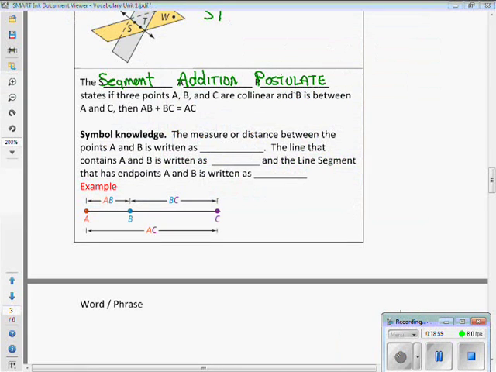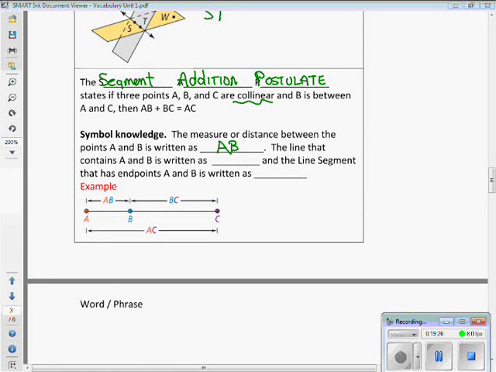All right, so on the last page here, we have the segment addition postulate. Basically, the segment addition postulate says that if I have 3 points, A, B, and C, and they're collinear, they fall in a line, and B is between A and C, it doesn't have to be the midpoint or anything, it just has to be between them, then the segment length of AB and the segment length of BC added together have to equal the whole thing, AC.